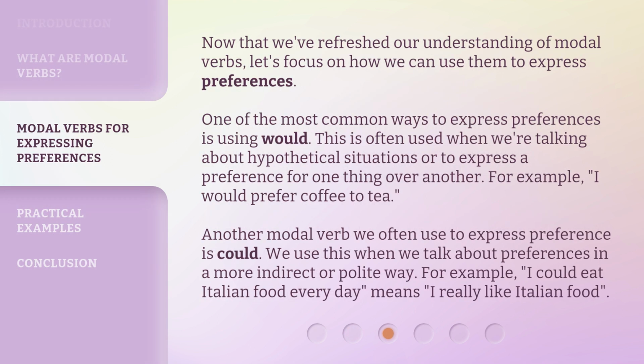Now that we've refreshed our understanding of modal verbs, let's focus on how we can use them to express preferences. One of the most common ways to express preferences is using would. This is often used when we're talking about hypothetical situations or to express a preference for one thing over another. For example, I would prefer coffee to tea.